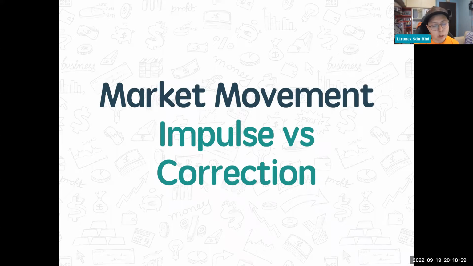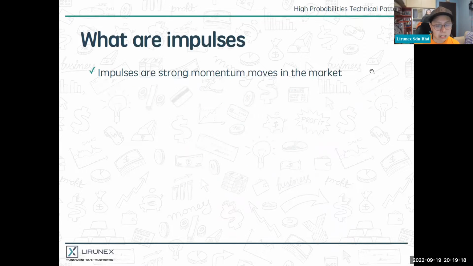When we talk about price action, the first thing you need to identify and differentiate in the market is these two market movements that I've put up on the screen. It's called impulse versus correction. So what is impulse? Impulses are basically movements in the market that are strong in momentum.